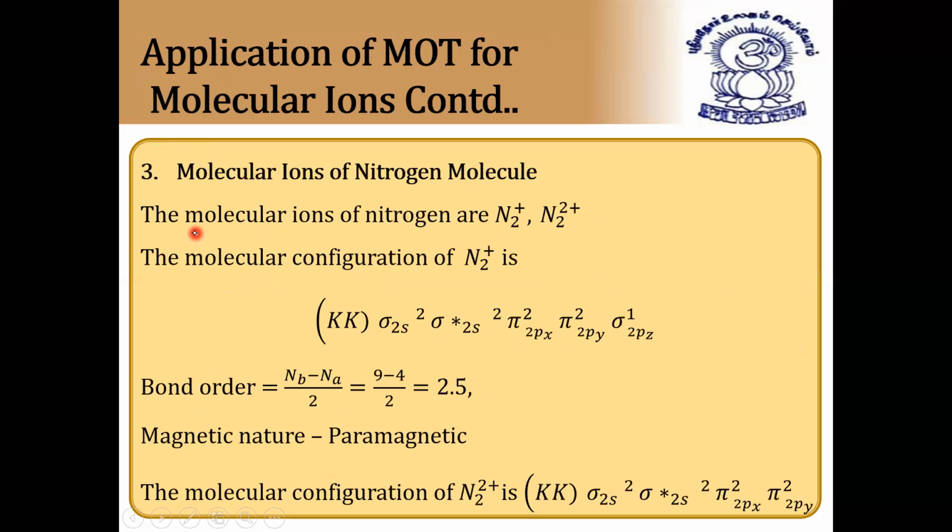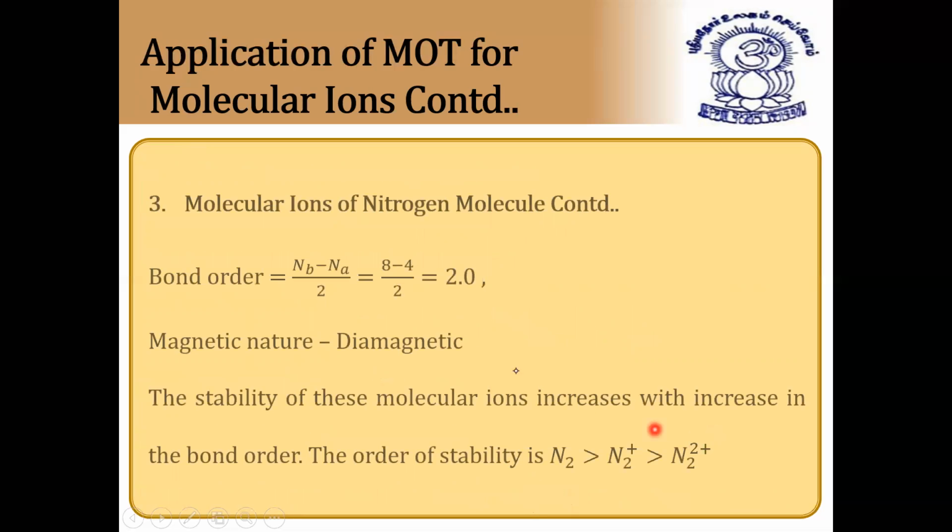Next, the nitrogen molecule bond order. We know the molecular ions of nitrogen are N2 plus and N2 2 plus. So N2 plus means out of 14 electrons of the nitrogen molecule, one electron is lost. N2 2 plus means two electrons are lost. So 14 minus 1 is 13, and two electrons lost means 12. For N2 plus, the bond order is 9 minus 4 by 2, that is 2.5. That electron is lost from a sigma orbital, so the magnetic nature is paramagnetic. N2 2 plus is diamagnetic, because the two electrons are removed from sigma only.